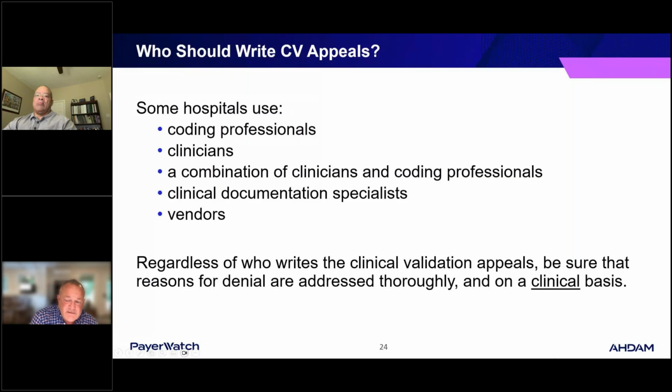Regardless of who writes the clinical validation appeals, please make sure that the reasons for the denial are addressed thoroughly. These things should not be rushed out. You have to look at the argument being made by the auditor and refute it on a line-by-line basis, specifically bringing forward clinical information in the chart.